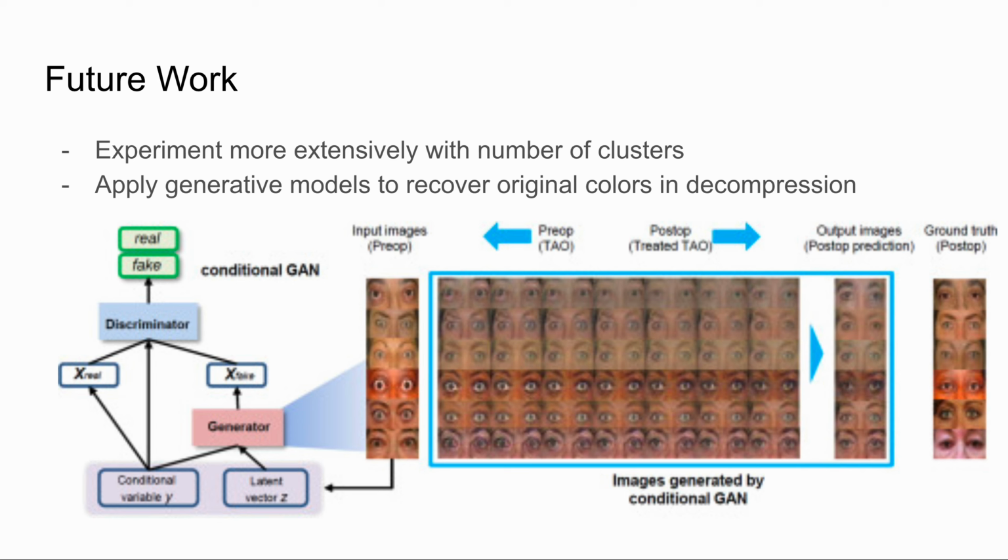And so also what we want to try is to use generative models to recover the original colors in decompression. So what we want to do there is take in the input images and use some sort of GAN to reproduce the output images from our compression. And yeah, so that's what we've been working on for our final project.